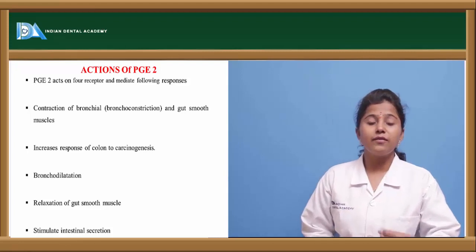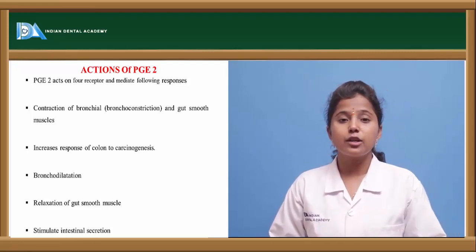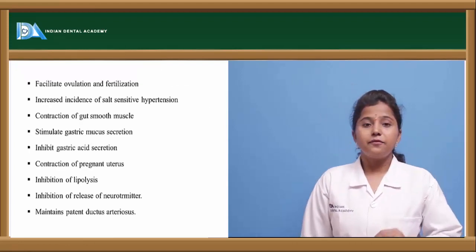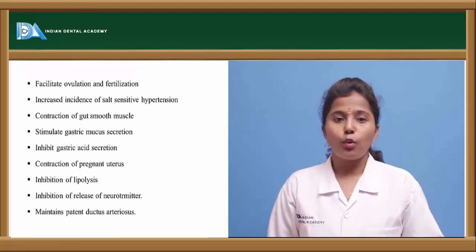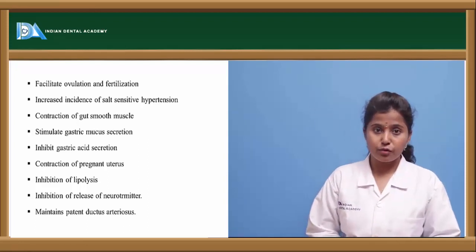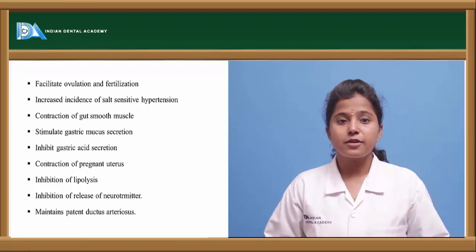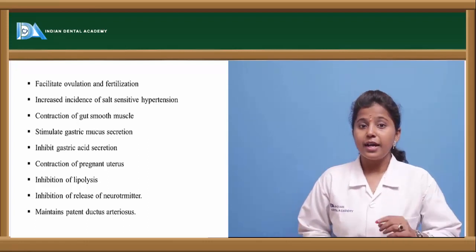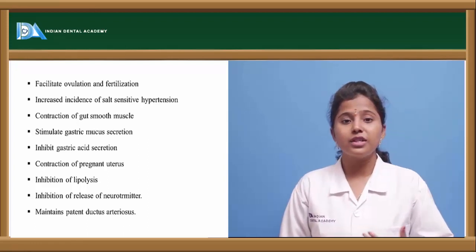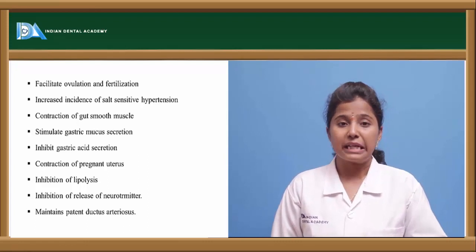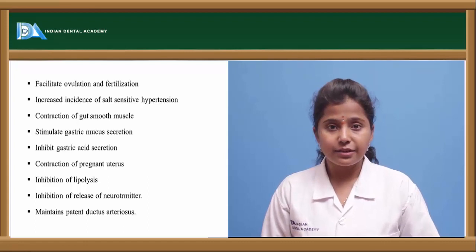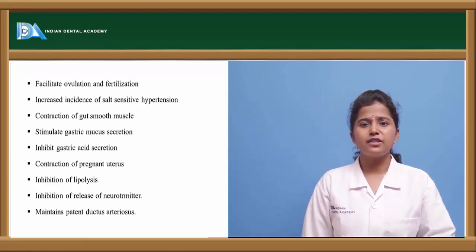When these PGE2s are released, it causes relaxation of that muscle, and it facilitates ovulation and fertilization. So these prostaglandins play an important role in reproduction also. In females, it causes ovulation and fertilization, and it affects GIT secretions. There are various secretions like pancreatic secretions, gastric juice secretions and intestinal secretions which are present in the GIT.